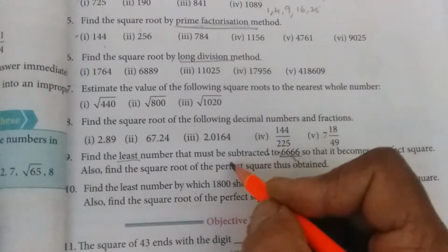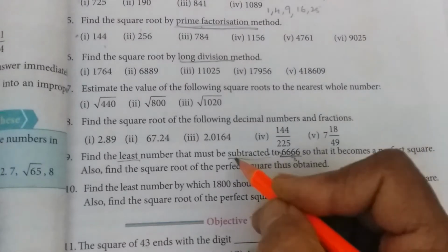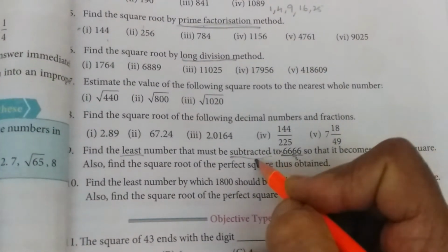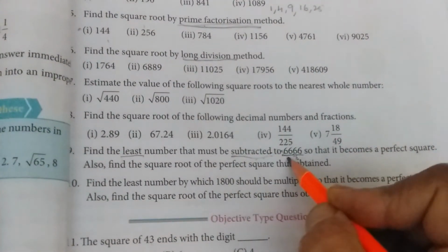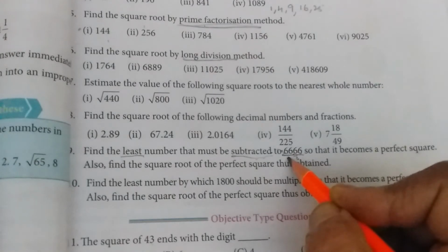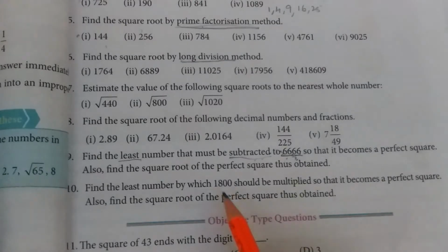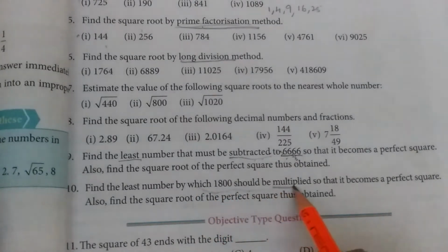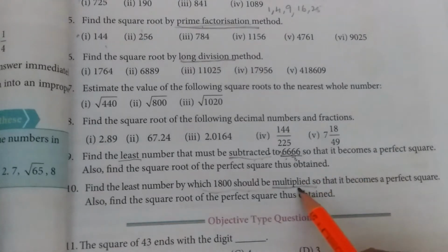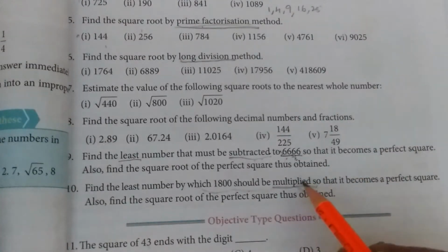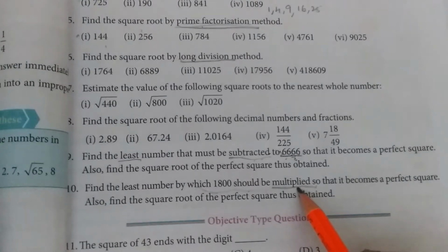So when the question is what should be subtracted or what should be added, then you have to find the square root using the long division method. That is what we have been doing so far. And look at the next question: by which number should this 1800 be multiplied? If the question is to be multiplied or to be divided, then we have to use the prime factorization method. These two things you should remember always.